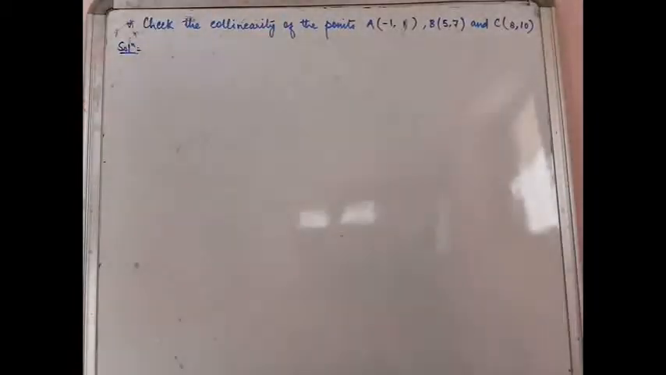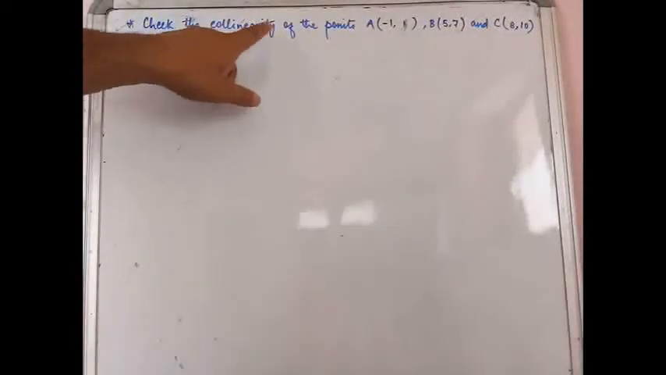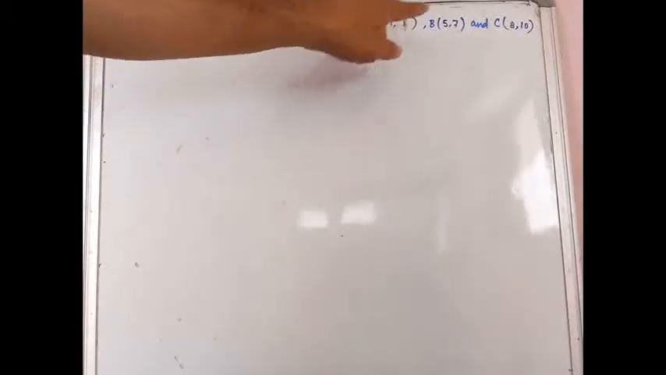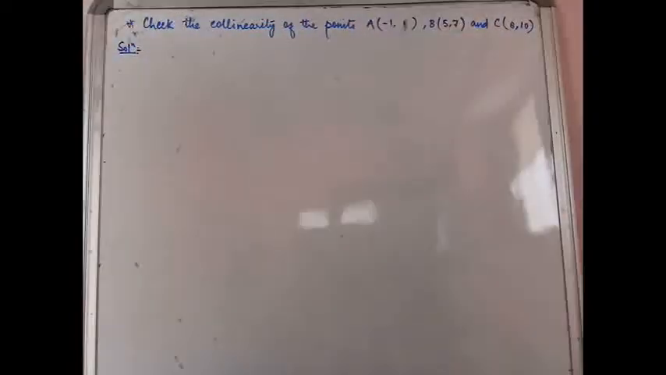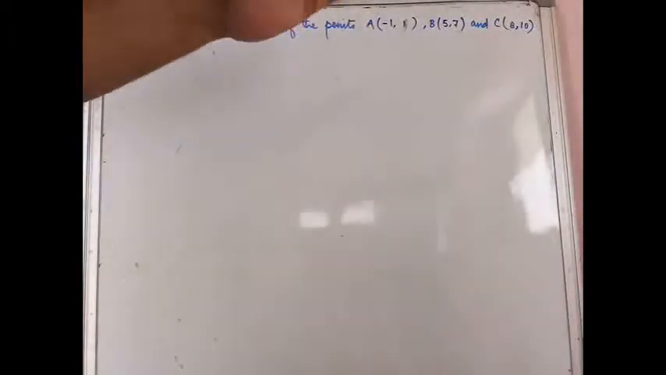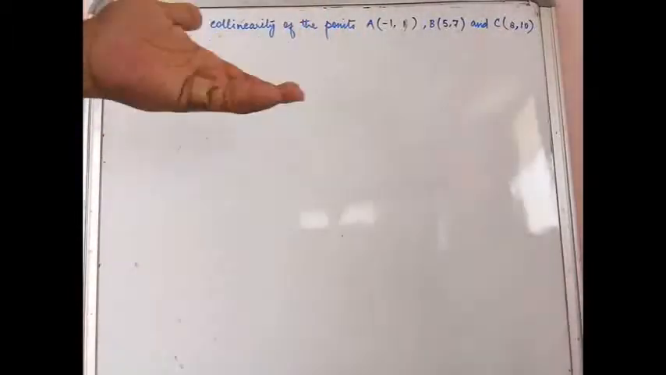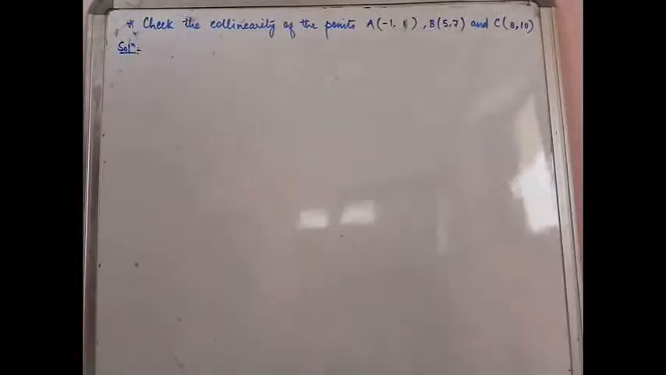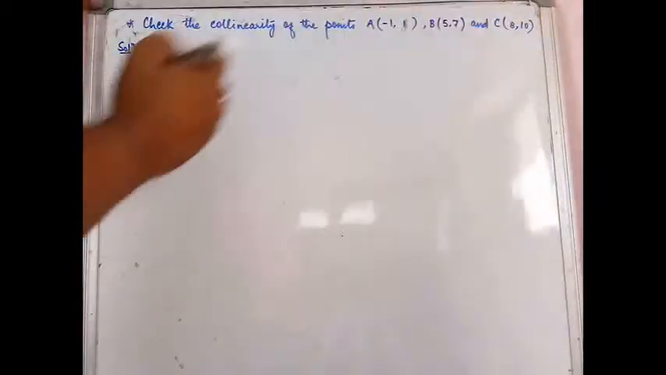Okay, so here is a question that we will use to illustrate the point that we discussed just now. Check the collinearity of the points A, B and C. Okay, so there are 3 points. This time their coordinates are given and you have to check their collinearity. That means, are they lying on a straight line or not? Or are they lying in different positions so that it does not make a straight line? Okay, so these 3 are the points.